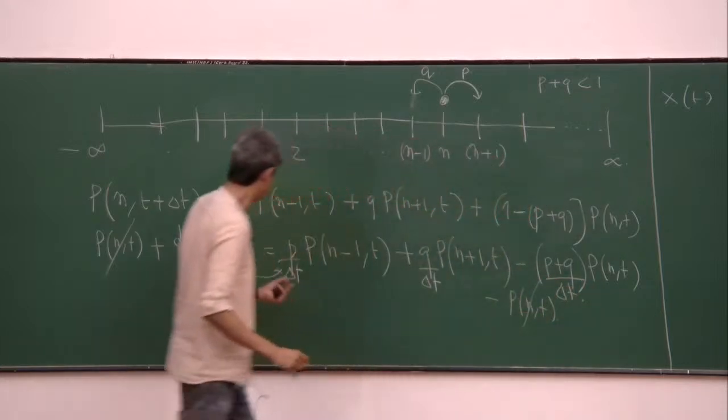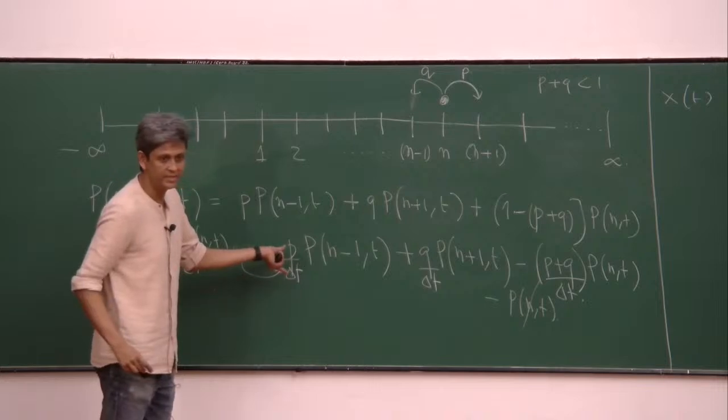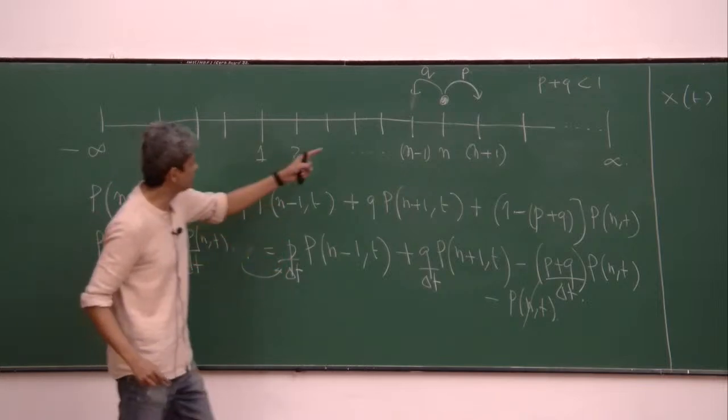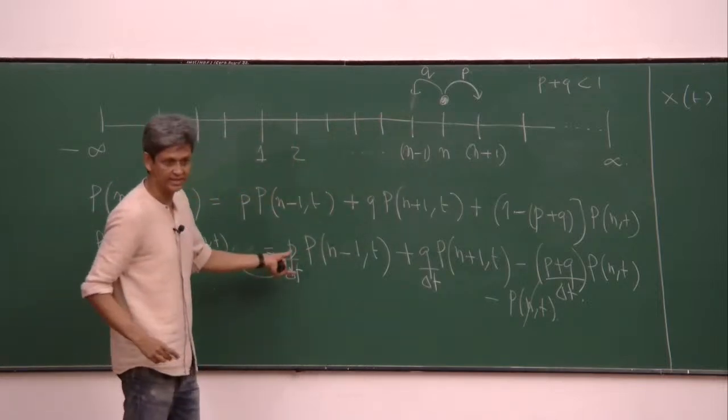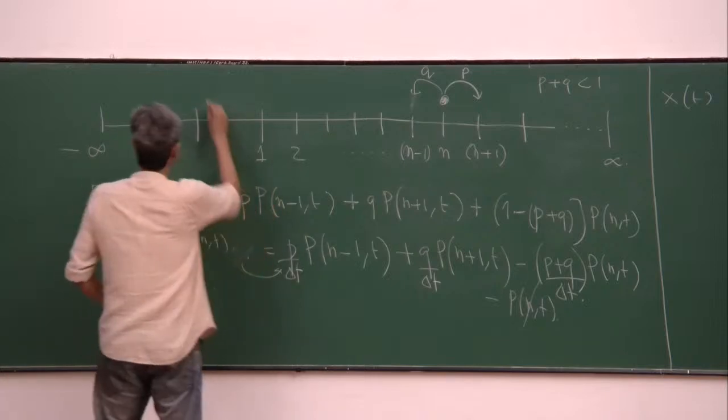If I do that, these quantities are no more probabilities, these are rates. There were transition probabilities, now I can call them transition rates. So I will redefine them.